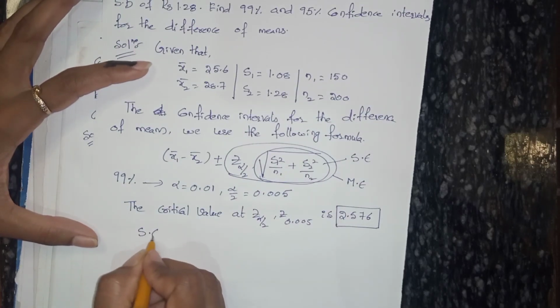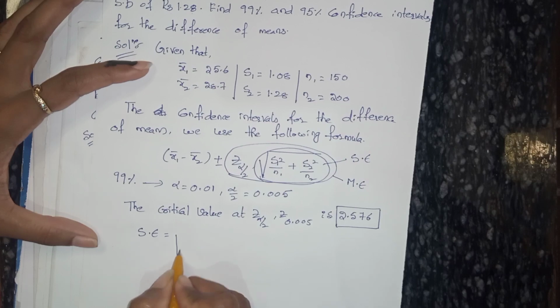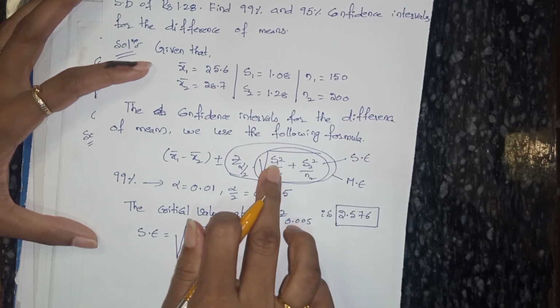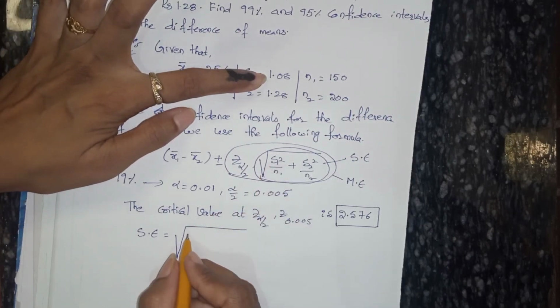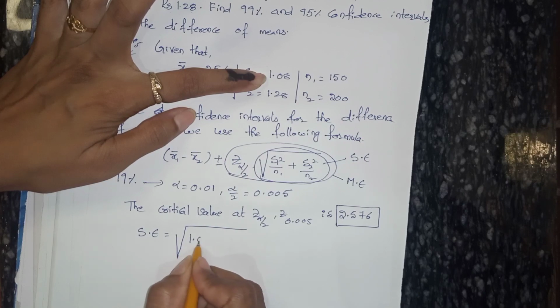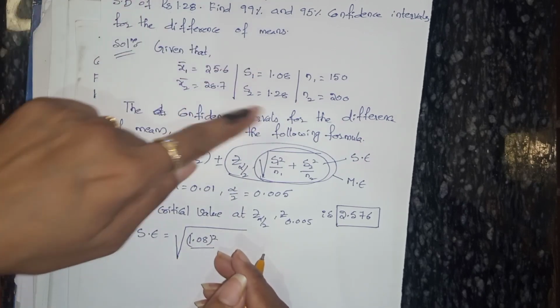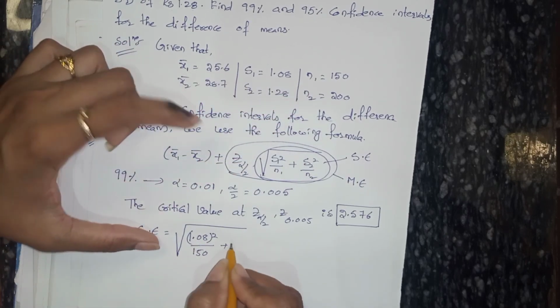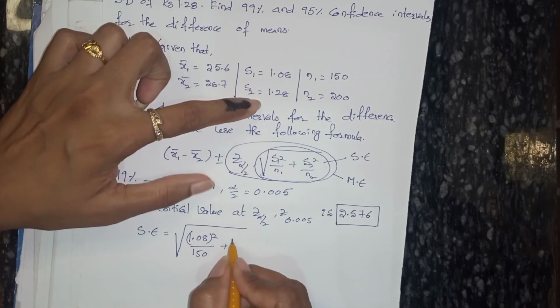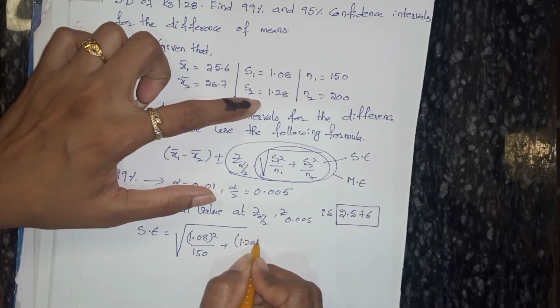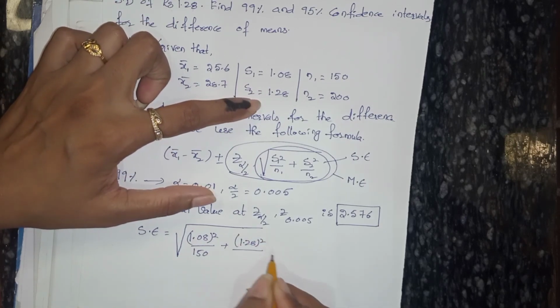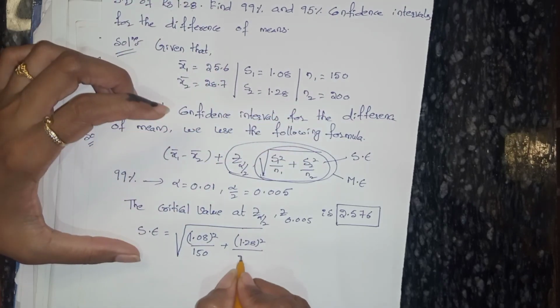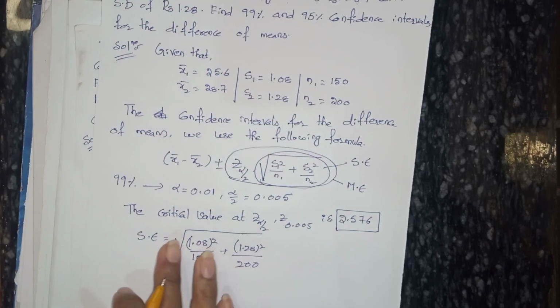So first we'll calculate the standard error. What is the formula? Square root of S1 square by N1 plus S2 square by N2. What is S1? 1.08, whole square, divided by N1, which is 150, plus 1.28 whole square divided by N2, which is 200.